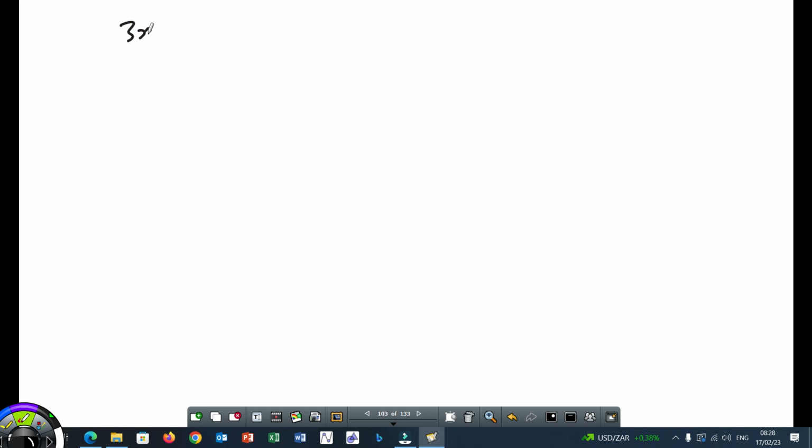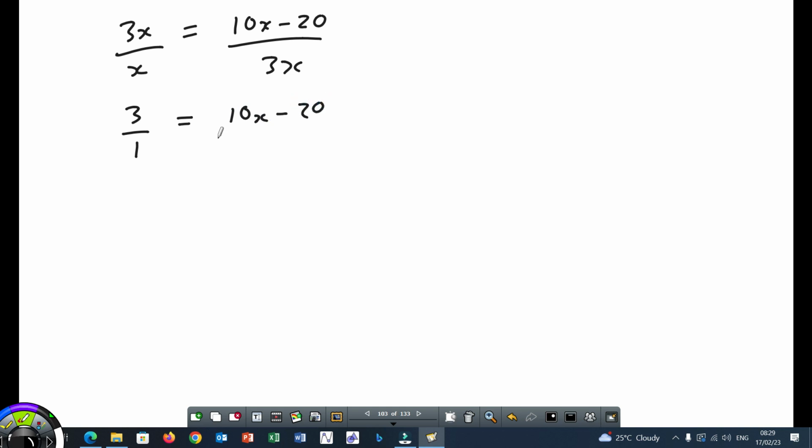So we have 3x over x is equal to 10x minus 20 over 3x. Right? Well, allow me to just cross multiply there. But I can also just cancel out the x's. So I can write this as 3 over 1 is equal to 10x minus 20 over 3x. Then you cross multiply. Okay? Cross multiply, you end up getting 20 equal to x.